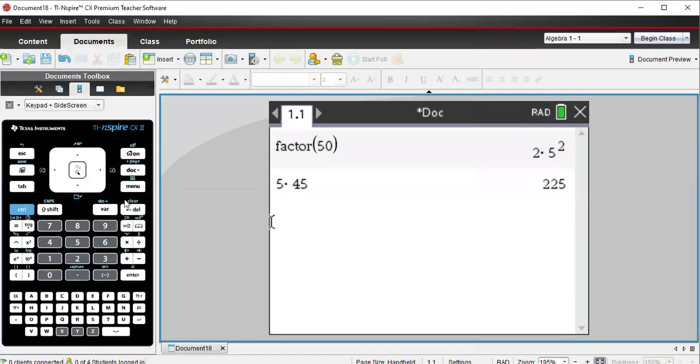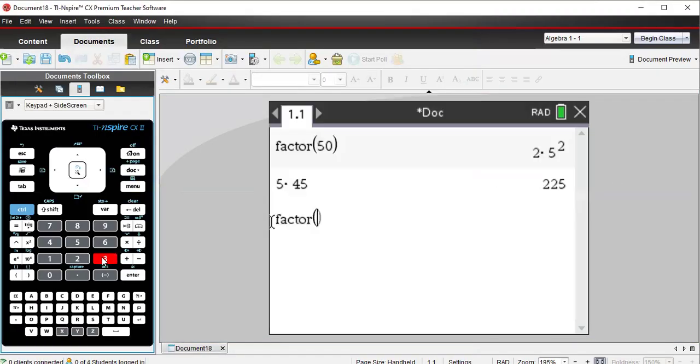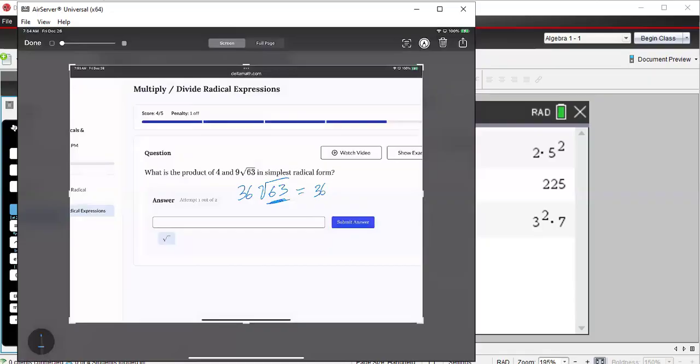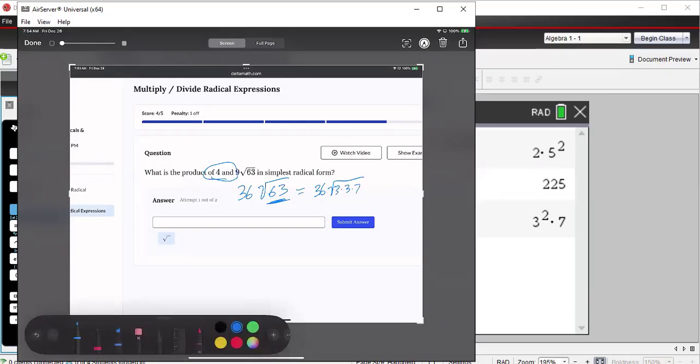So let's do that. So we're going to do menu 23, and then we have 63. So that is 3 squared times 7. So we can rewrite this as 36, that's the coefficient. That's these two coefficients being multiplied together. And then we have 63, which we can write as 3 times 3 times 7. Now, from all the videos that you've watched, hopefully, you know we can pull out a pair of 3s that counts as one 3. So 3 times 36, and then we have the square root of 7 left in there.